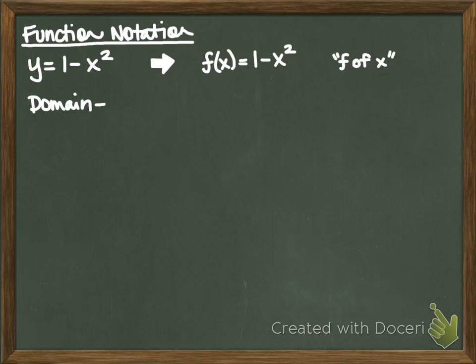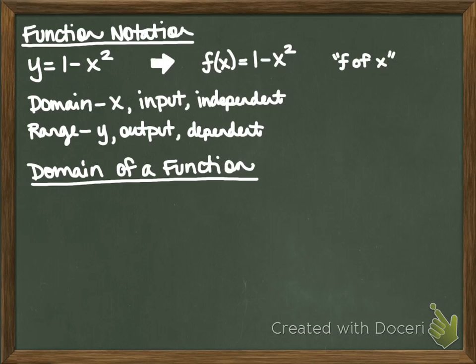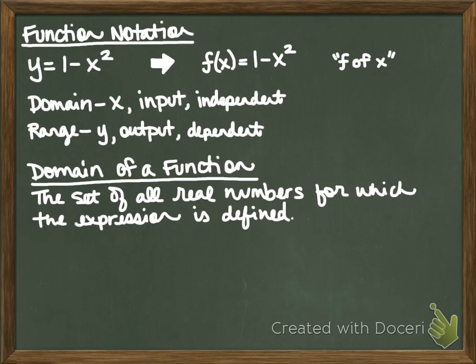Okay, so then the domain of a function are the x values, it's the input, and also the independent variable. The range can be the y value or the output, and that is the dependent variable. So we're going to be asked to find the domain of a function, and what that means is to find the x values that you can plug into the function that will give you an answer. Not undefined, not an error. It's going to give us a numerical answer.